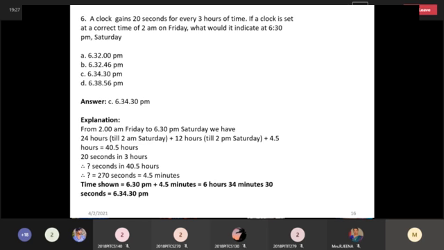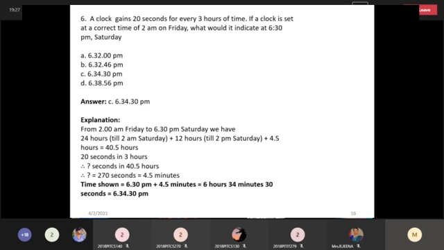So from 2 o'clock a.m. Friday to 6:30 p.m. Saturday, we have 24 hours till 2 a.m. Saturday, plus 12 hours till 2 p.m. Saturday, plus 4.5 hours, which is equal to 40.5 hours. The clock gains 20 seconds in 3 hours, so we have to find out how many seconds it gains in 40.5 hours. That comes to 270 seconds, which is equal to 4.5 minutes.